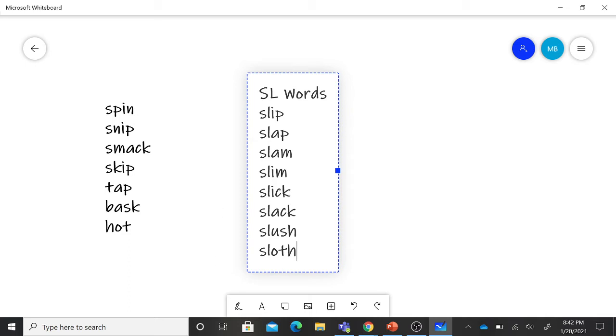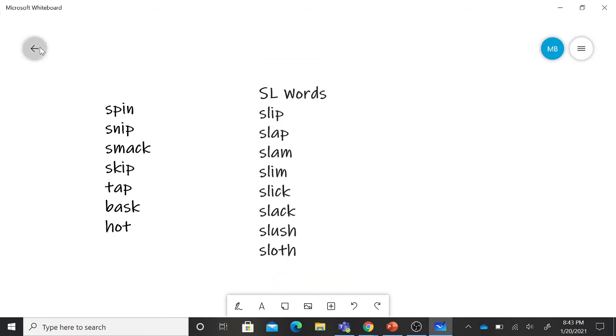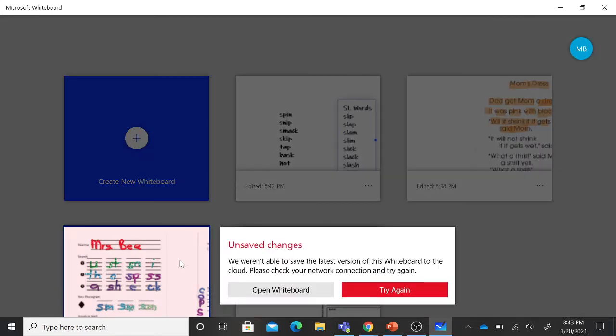All right, let's read those all together. Start at the bottom and move up. That is the complete opposite of how we normally read. Normally we start top to bottom, but we're going to start bottom to top. Sloth. Slush. Slack. Slick. Slim. Slam. Slap. Slip. Very good.